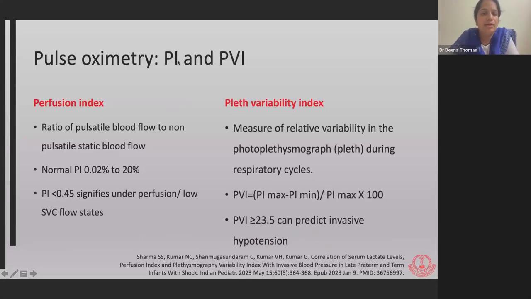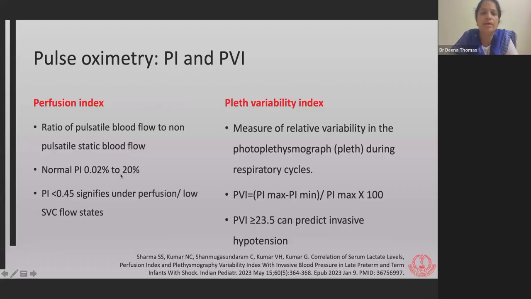Some additional points on pulse oximetry: what is the perfusion index and the pleth variability index? All these machines will show something like PI and PVI. So what is it actually? The ratio of the pulsatile blood flow to the non-pulsatile blood flow is the perfusion index. It normally gives a value of 0.02 to 20%.